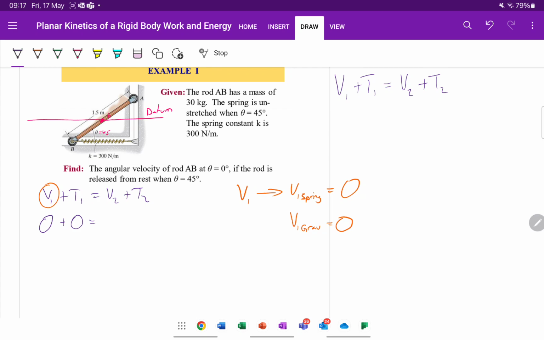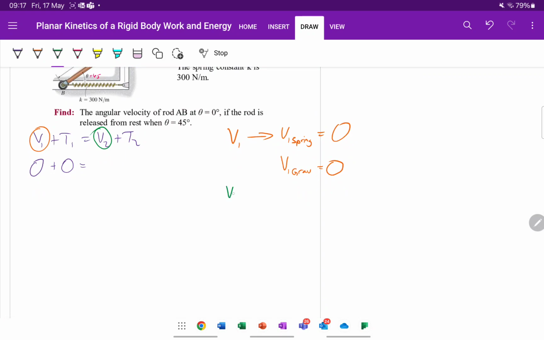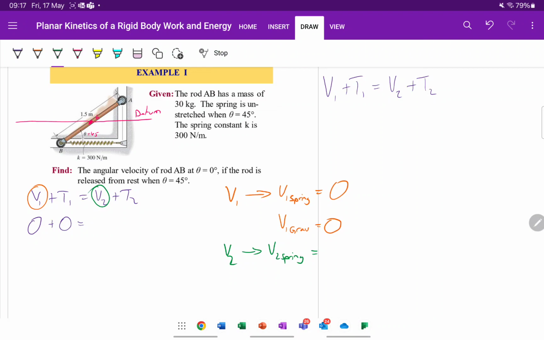So my potential energies at the end, which I'll capture in green. V2 spring: the potential energy in the spring because of it moving, it's stretching. Hopefully we remember that's half k s squared, where s is the change in length of the spring from its natural length.